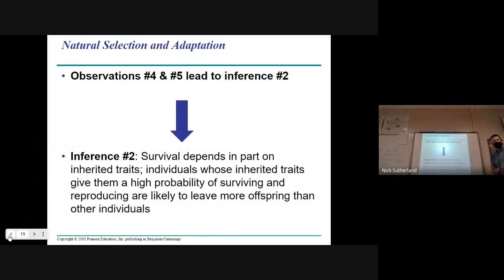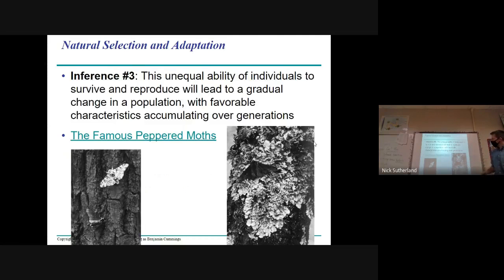The things that allow them to get these resources are these different inheritable traits. Some of these inheritable traits allow them to survive better, and so they get the chance to reproduce if they survive. This leads to the accumulation of characteristics in a population that happen to be beneficial to a particular environment.